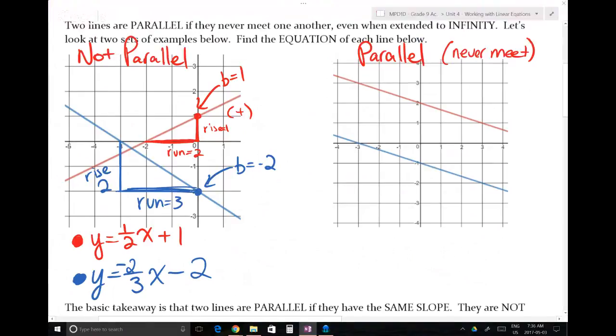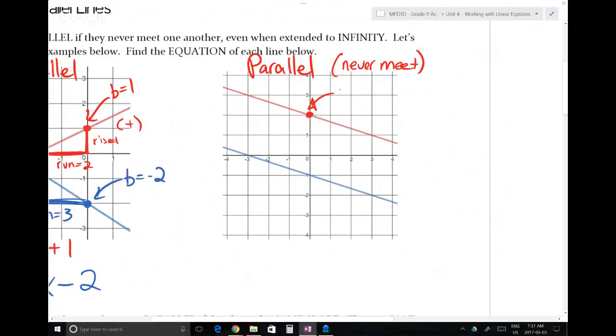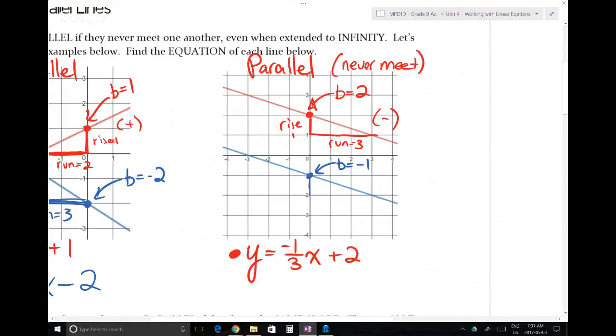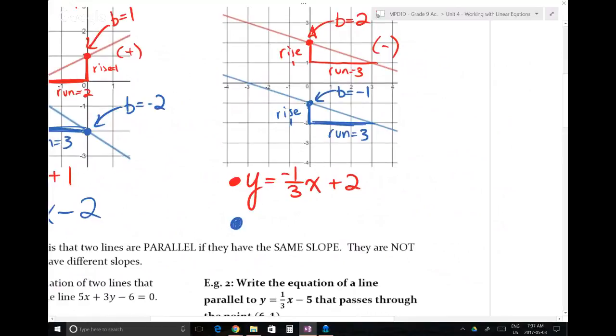Let's take a look at the lines on the right. In this case, the parallel lines, the red line has a b of positive 2. It has a run of 3, a rise of 1, and it's a negative slope. So altogether, that line has an equation of y equals negative 1 over 3 x plus 2. And if we look at the blue line and make a nice triangle for it, it has a rise of 1 and a run of 3. Y equals negative 1 over 3, negative because the line's descending, x plus, what's b in this case?